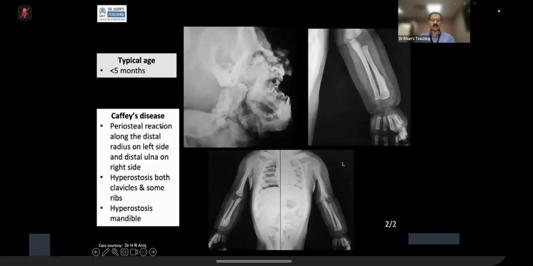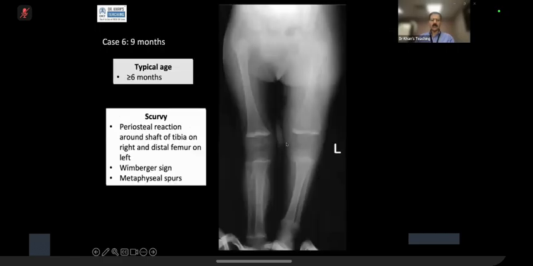I'll come back to Caffey's disease. It is idiopathic, without any reason. Periosteal reaction along the distal radius or left ulna on the right side. So I'm just reading it. Actually, whatever is written, the findings are here. Now, then comes scurvy, another differential diagnosis.